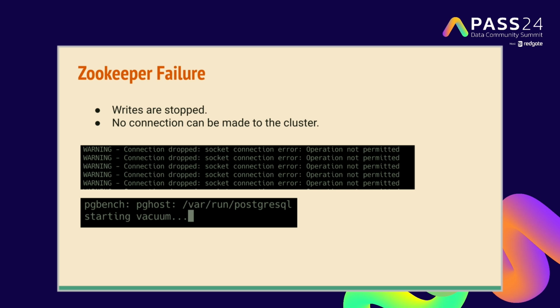In case of Zookeeper failure, writes are also stopped. I scaled down all the Zookeeper pods, then tried to connect to the cluster and run Patroni commands, but it just said socket connection error, operation not permitted, because Patroni at this point doesn't know how to do cluster coordination. Connection to the cluster is not possible, and I also tried to send some writes to the primary server, but even that did not succeed, so writes are also stopped.